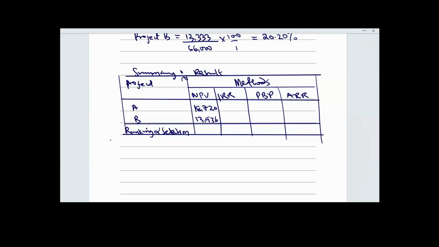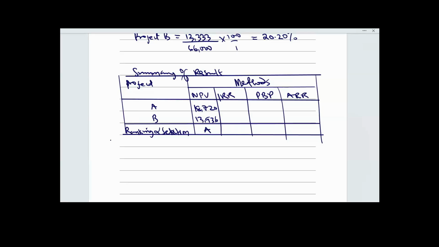If you want to select on the basis of NPV, which of the two projects are you going to select? Between project A and B, which one are you going to select? Project A. Project A produces a higher positive NPV.